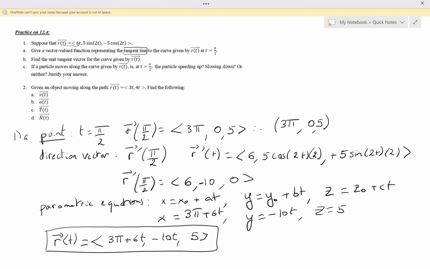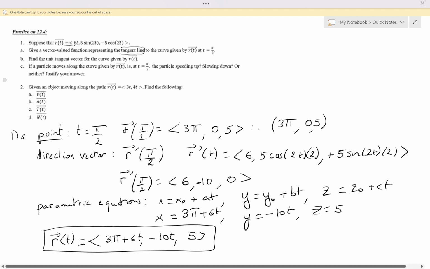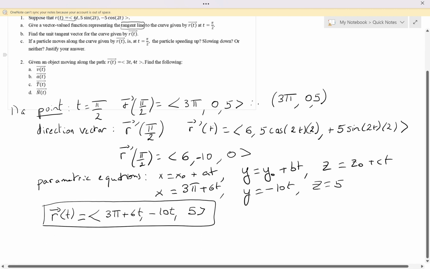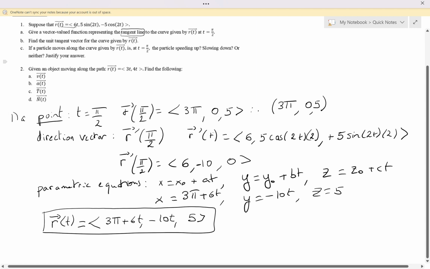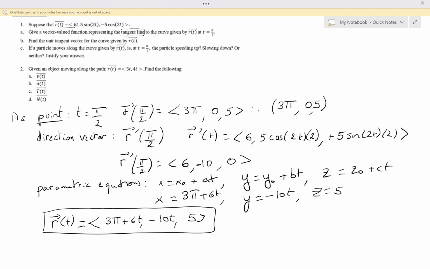The next question is, find the unit tangent vector for the curve given by r(t). So here we already did a lot of the work. We know a tangent vector. Remember the tangent vector? I said at any point on the curve, the vector derivative is going to be tangent to the curve. And we already did that, and we even evaluated it here at pi over 2. I'm not going to use that. I'm going to use the direct one, because here we are not given a time. But we want a unit tangent vector.